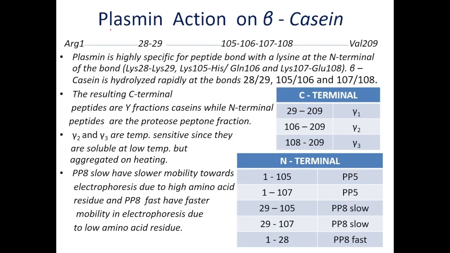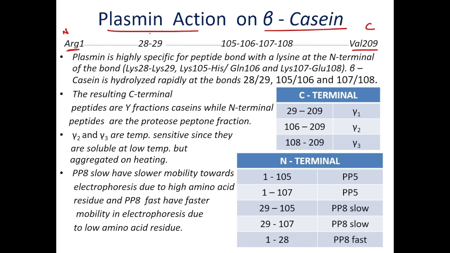Welcome. So in this video we will learn about the plasmin action on beta-casein. Plasmin is an indigenous proteinase, and if you see the structure of beta-casein, the N-terminal amino acid is arginine, and the C-terminal amino acid is valine. So this is the N-terminal and this is the C-terminal.